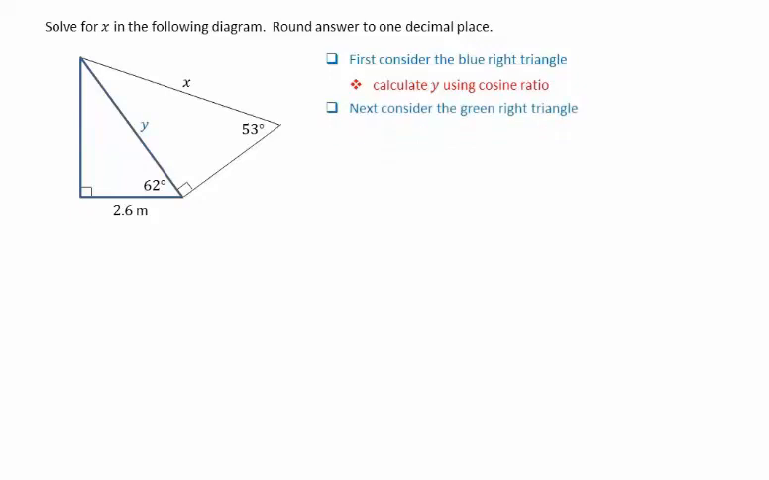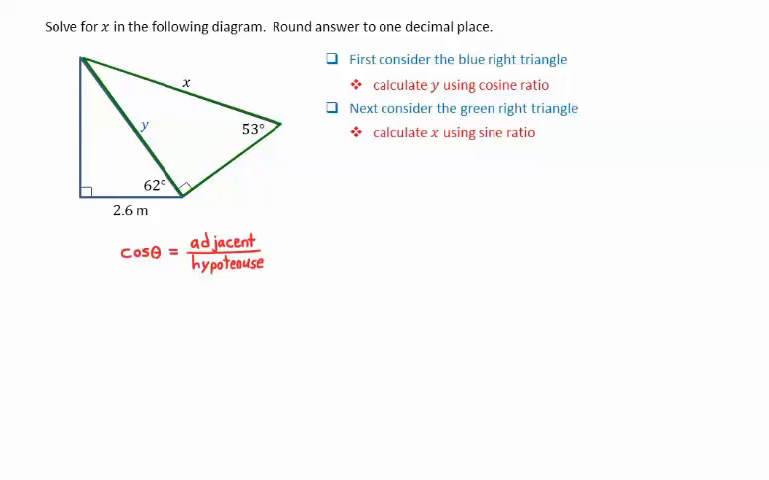We can then consider the green right triangle as shown. Since we have determined y, we now have another part of this green triangle. We can use that and the angle given to calculate x using the sine ratio. First of all, the blue right triangle.